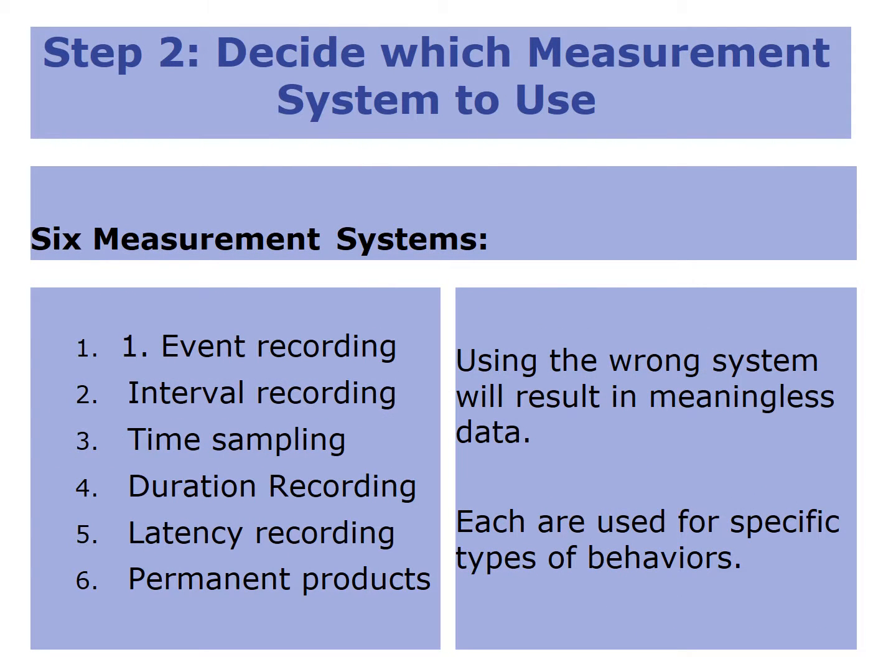Step 2. Decide which measurement system to use. 6 measurement systems. 1. Event recording. 2. Interval recording. 3. Time sampling. 4. Duration recording. 5. Latency recording. 6. Permanent products. Using the wrong system will result in meaningless data. Each are used for specific types of behaviors.